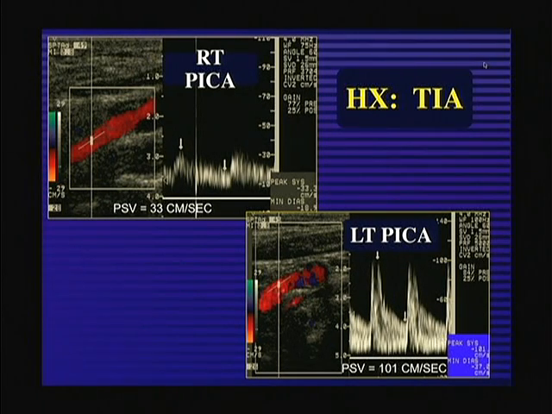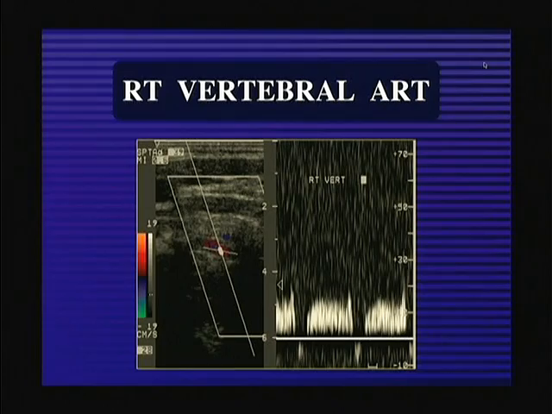Let's take a look at one more piece of information. Here's the right vertebral. Normal or abnormal? It's abnormal. We know that the right vertebral artery waveform should resemble the internal carotid artery. And it should be flow in one direction with low resistance pattern. This is a bidirectional waveform. And what does that suggest? Right, that there's proximal lesion.